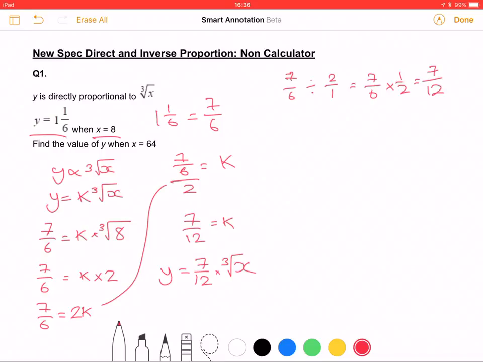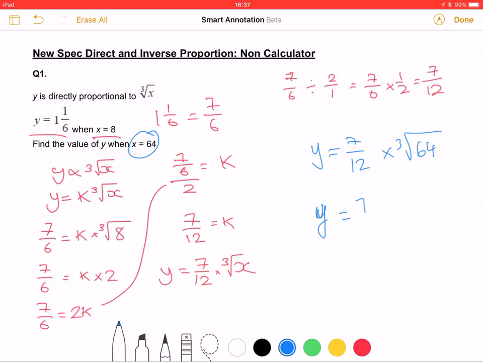So, find the value of y when x is equal to 64. Do you want to finish it off, miss? I'm doing the difficult part now. So we've got y equals... I'm subbing in 64. So I've got 7 over 12 times the cube root of 64.